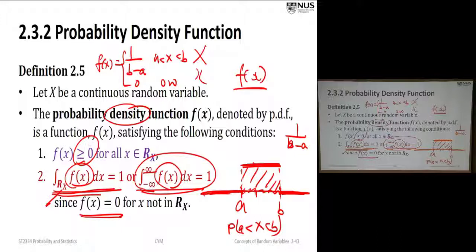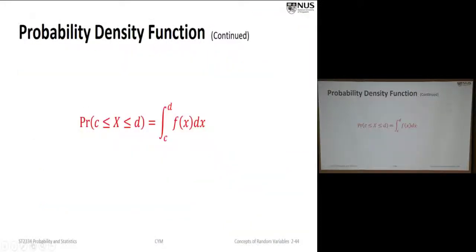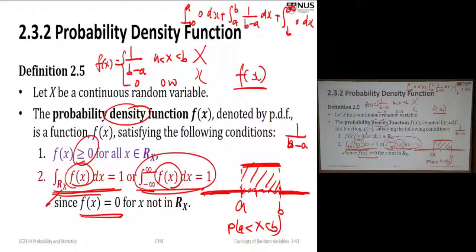So in other words, you integrate from minus infinity, for this example, up to a, where f of x is 0. Then from a to b, f of x is 1 over b minus a. Then from b to infinity, it is 0. So you can see that this one is 0, this one is 0, so it's equivalent to this part. All right? So I want you to be aware of 2 things.